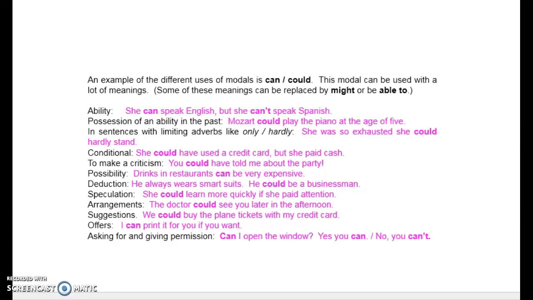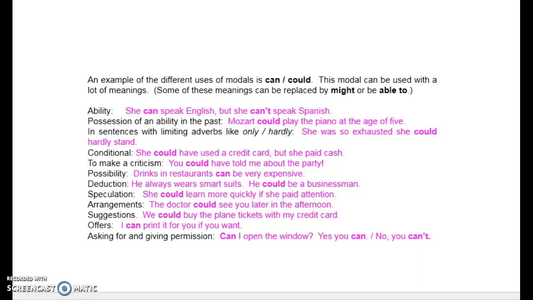An example of different uses of modals. Here I put examples with can and could because they are the modals that are most used. This modal can be used with a lot of different meanings. Some of these meanings can be replaced by might or be able to, which are also used for possibility.